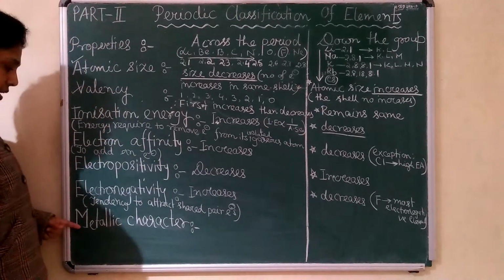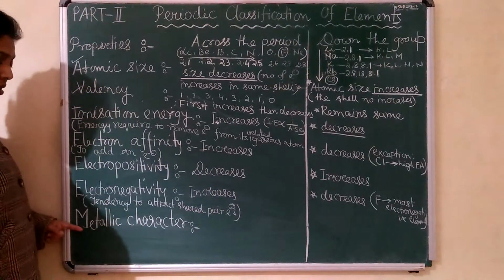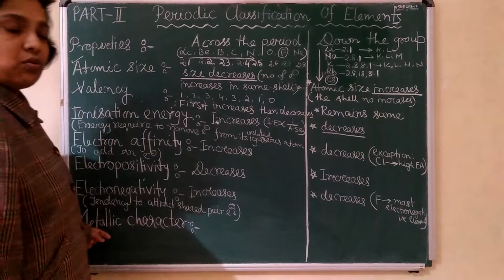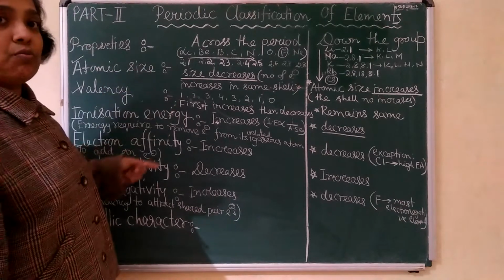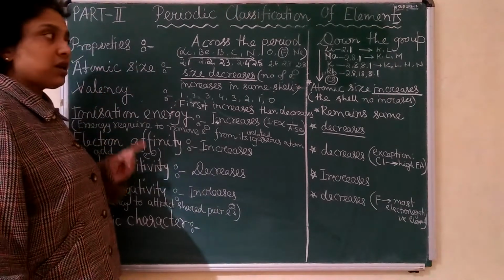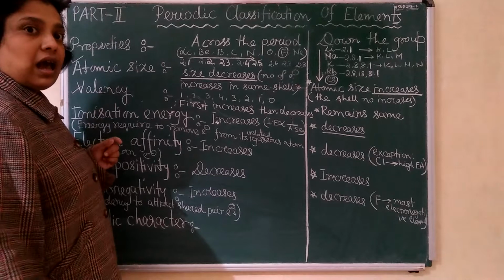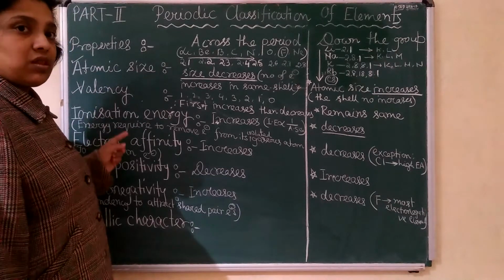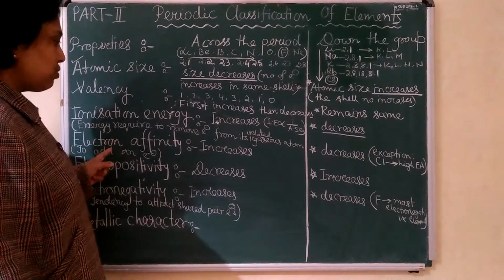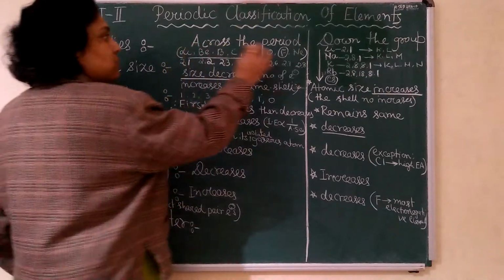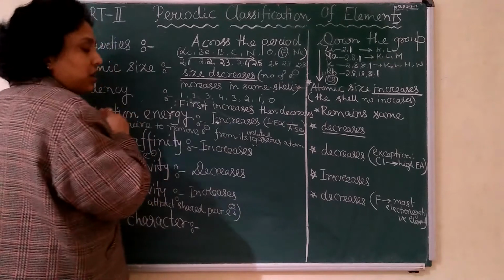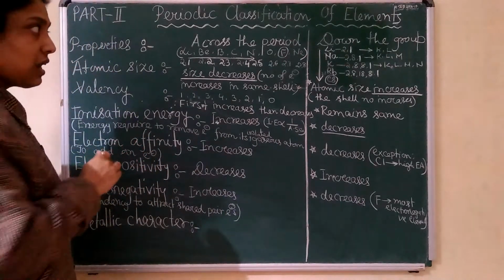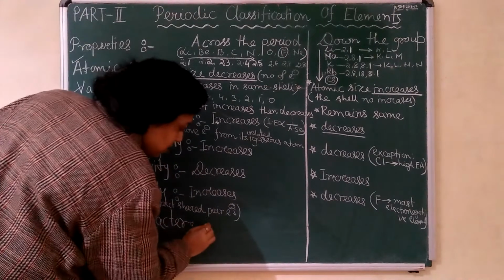Then the last property, metallic character. What is metallic character? For which elements can we say this is metal? You have seen group 1 is called alkali metal, group 2 is called alkaline earth metal. So this is called metallic character. When you go from this side to this side, these are all metals, and this side all are non-metals. So what will happen? Metallic character decreases.